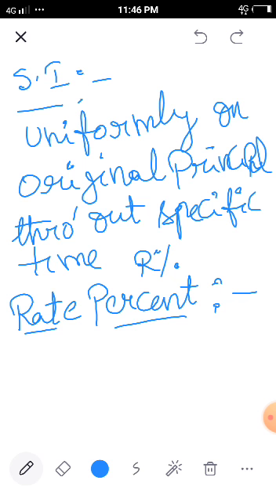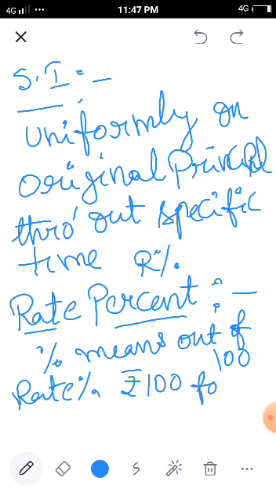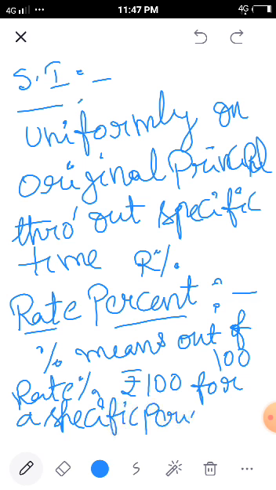What is rate of interest? We know percentage means out of 100. Rate percent means the interest to be paid on 100 rupees for a specific period of time.